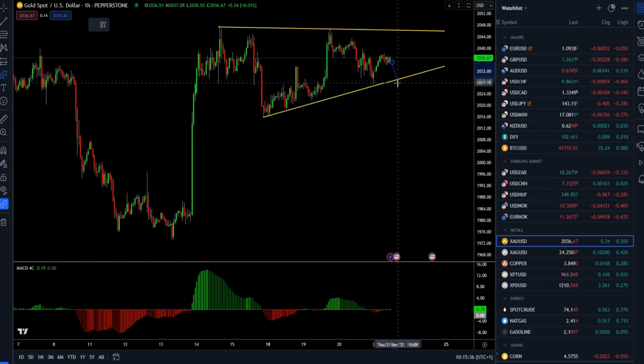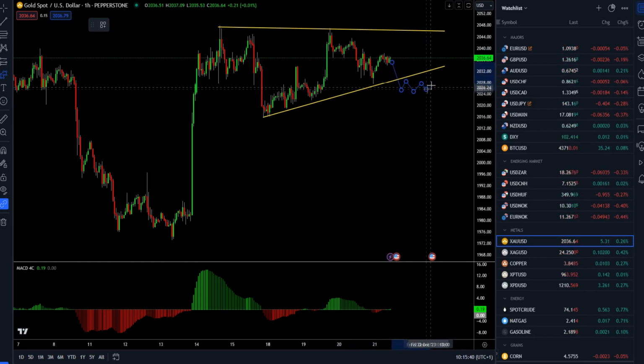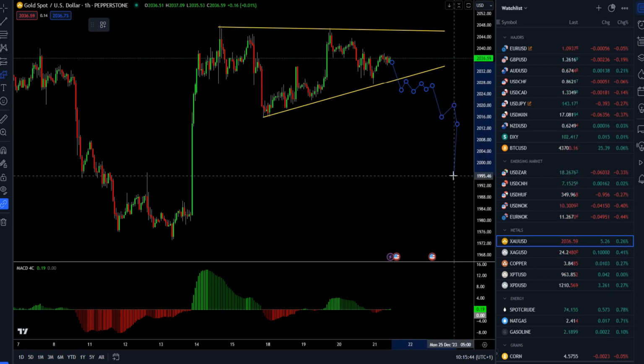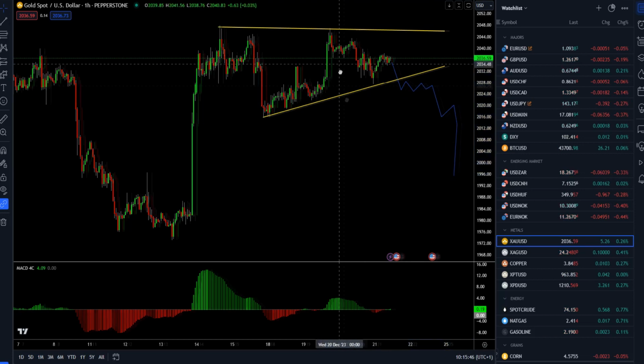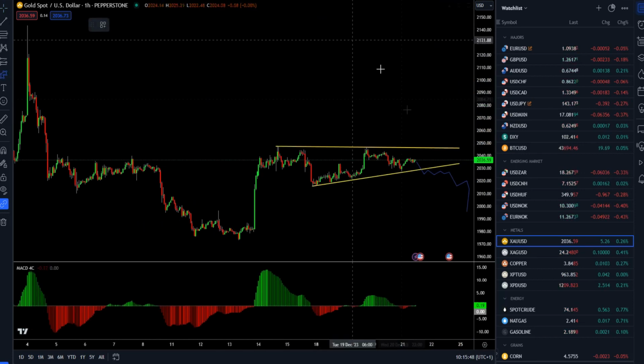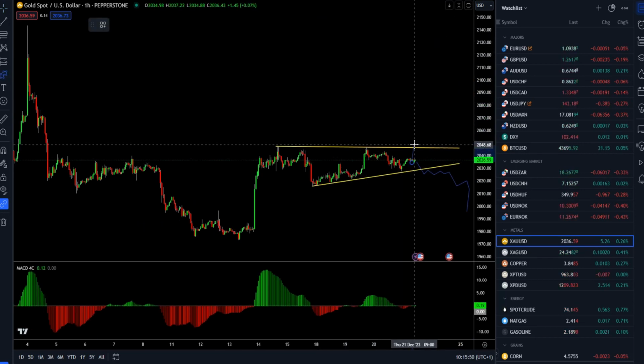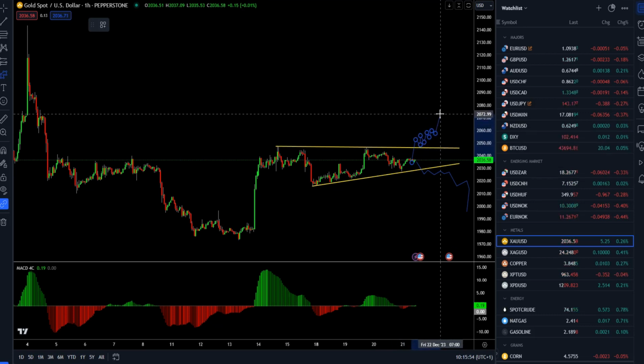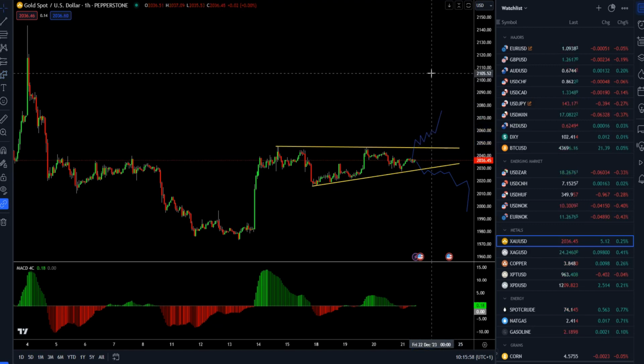So if the market, let's say, can clear 2027 mark and hold below, there is a chance for 2015 to be on the test, or even 1995 to be on the test. From the other side, if market can clear and hold above 2050, that can be a good sign for potential retest of 2070 or 2075.